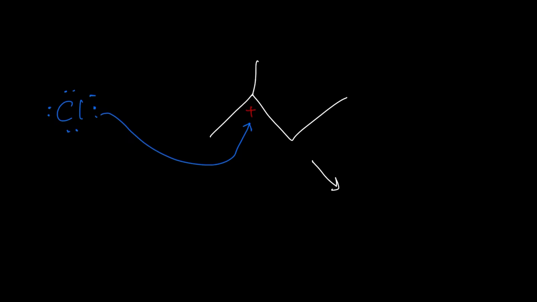And the result that you get is going to be chlorine attached to that carbon. And the chlorine previously had 4 lone pairs, but it used one of the lone pairs to form this bond, so now it has 3 lone pairs as opposed to 4.